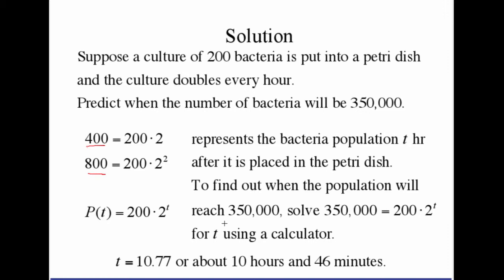So how do we solve this? Well, we solve the equation 350,000 equals 200 times 2 to the t power. Divide both sides by 200, and then use your calculator for the rest. So we get a value of t equals 10.77, or about 10 hours and 46 minutes.